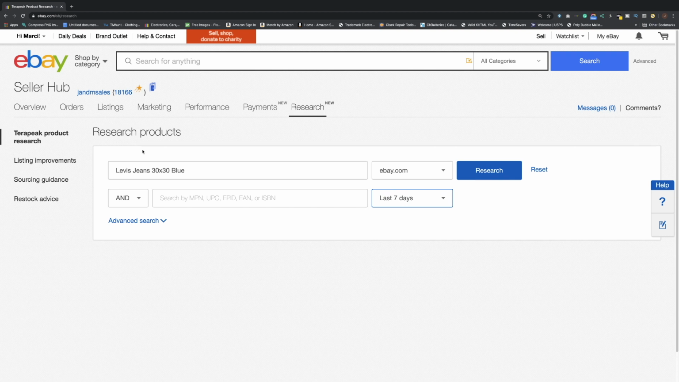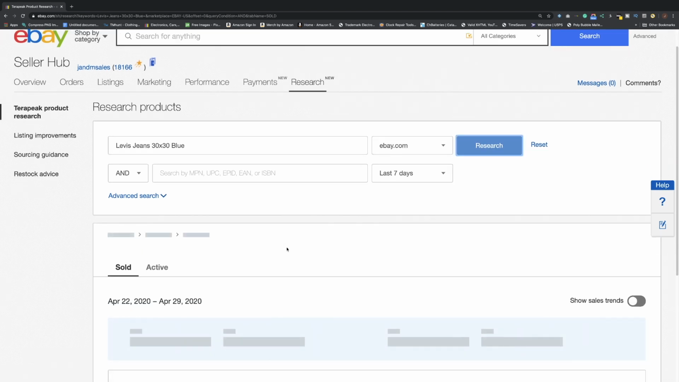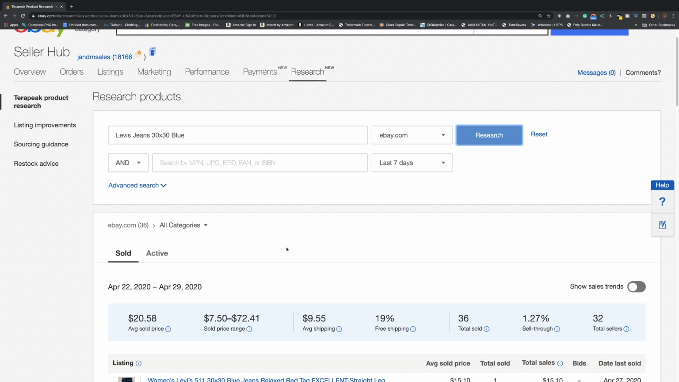Okay, so we have Levi jeans. You have a pair of Levi jeans you picked up. I don't care where you bought them. I don't care if you got them at a thrift store, or at a regular store, or if they were in your closet. It doesn't matter. You really want to know what they're worth, what they sold for. So now you hit research, and let it do its thing.